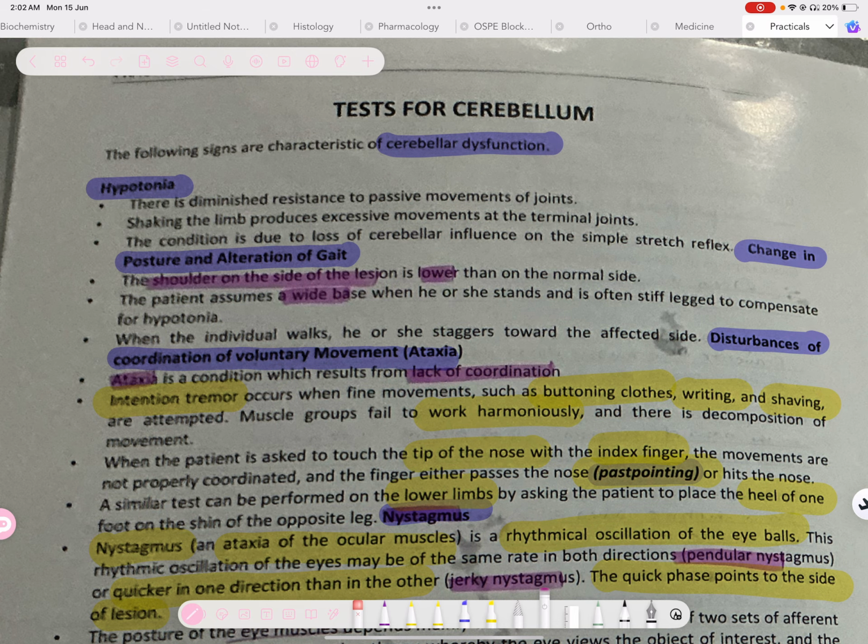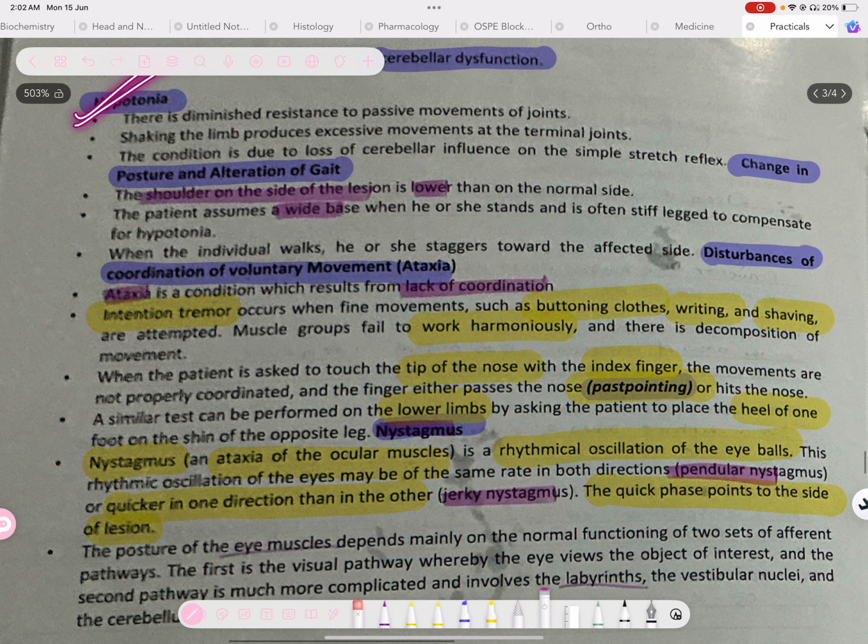In cerebellar dysfunction, patients normally experience hypotonia, which means that there will be diminished resistance to passive movements of joints. For example, if a doctor or an examiner is trying to cause any sort of passive movement at a joint, if, for example, they're trying to flex at the elbow joint, it will be easily done without any resistance. From the patient's side, there'll be no resistance at all. So because of that diminished resistance, it's basically hypotonia. The tone of the muscle has decreased.